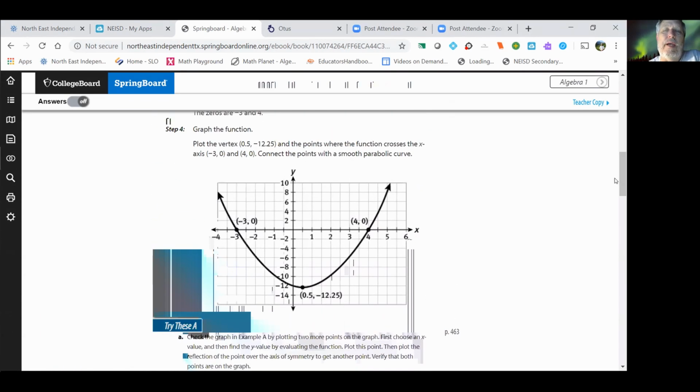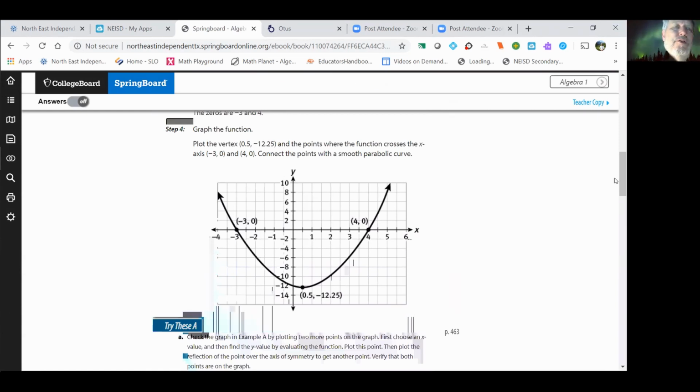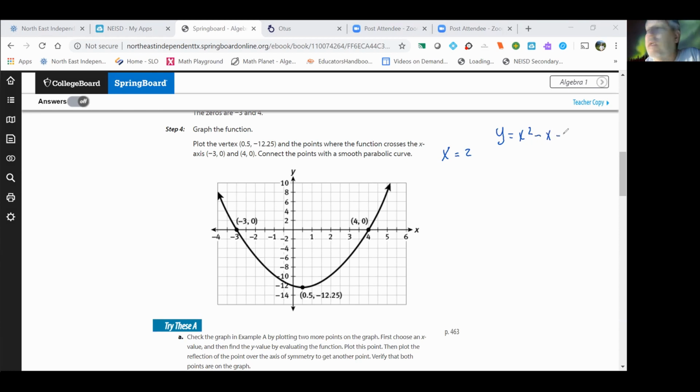What I want to do is say I want x to be equal to 2. Just pick the point. Once I know that x is equal to 2, in order to find out the y value that corresponds with that, I simply do what I do with every other function. I plug it in. So we have the equation y is equal to x squared minus x minus 12. I'm just going to plug in the 2 for x. y is equal to 2 squared minus 2 minus 12. 2 squared is 4. 4 minus 2 minus 12.